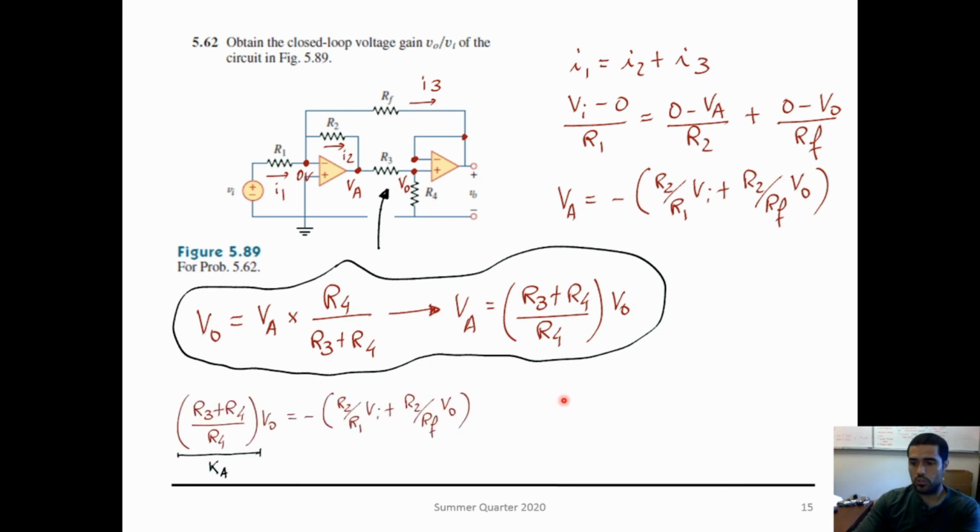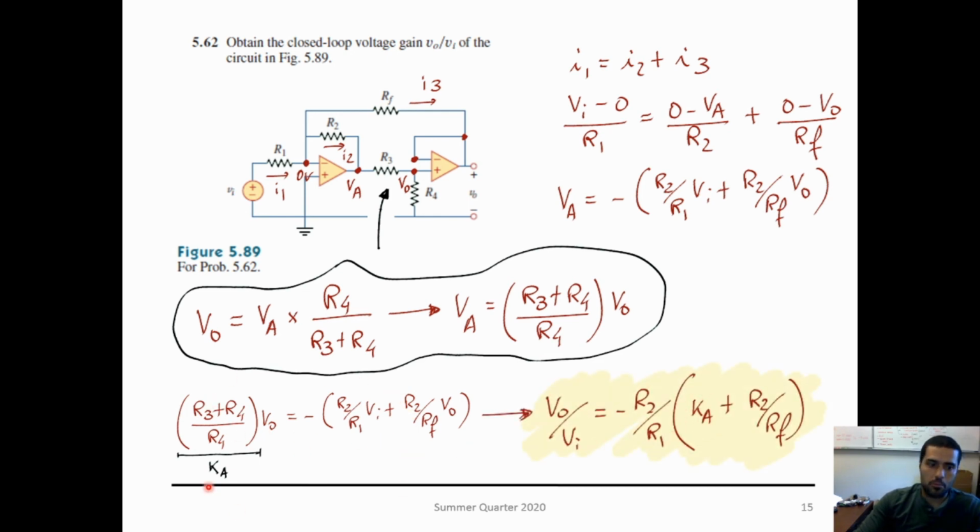If I substitute this VA over here, I get this equation, and I'm just substituting here KA for (R3 plus R4) divided by R4. So it makes my equations just a little bit easier to see, but that's what you get.